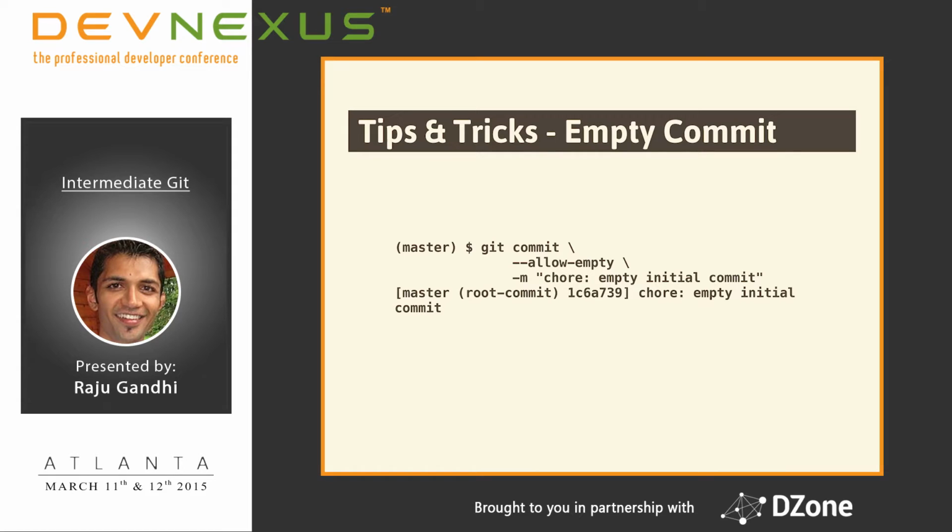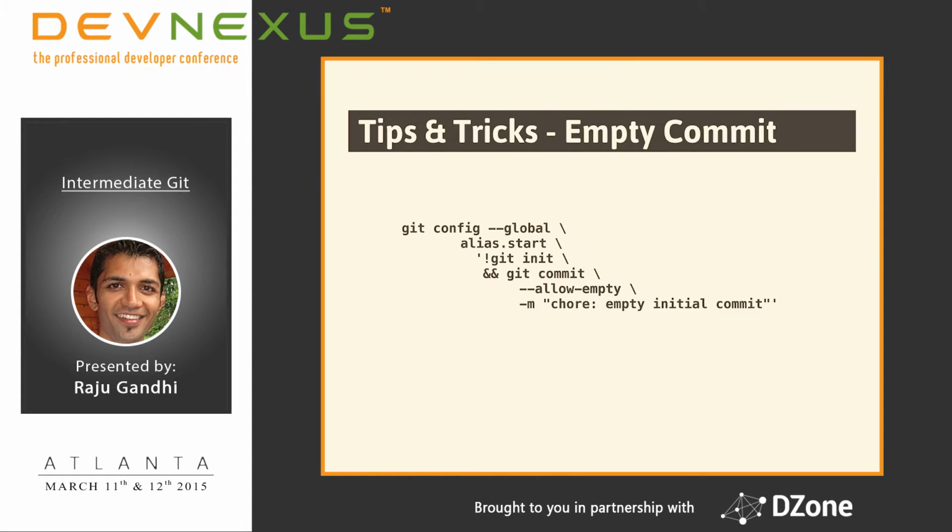In fact, I use it so much that I have an alias configured called git start. And what git start does is it invokes this command. So if you just literally copy paste this into your terminal and hit enter, you will now have a new git alias called git start. So I never do git init.